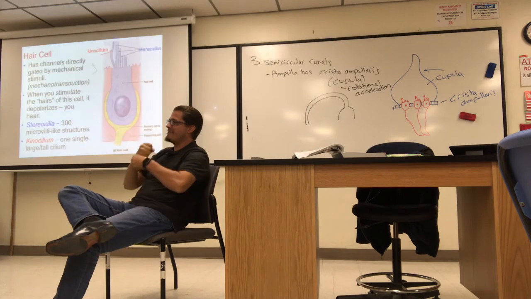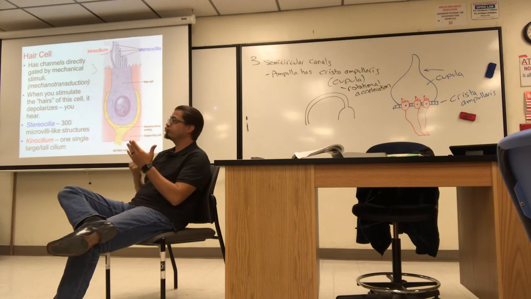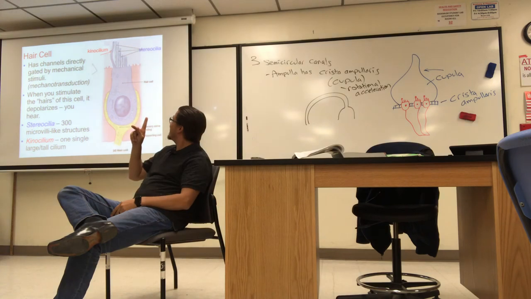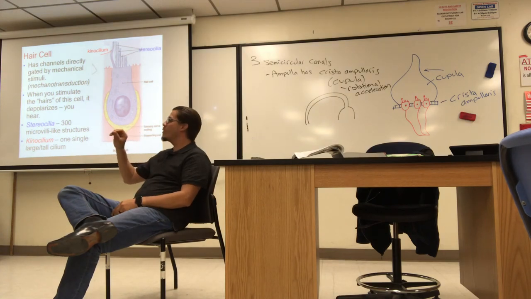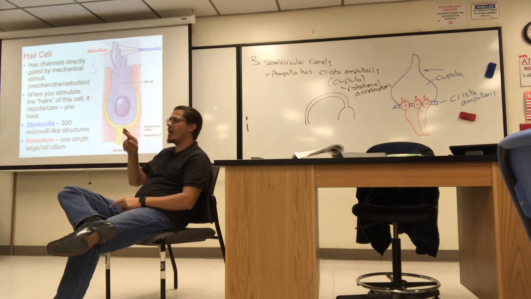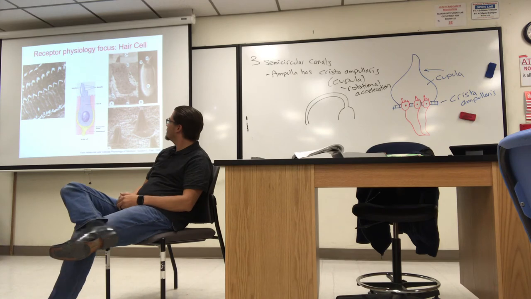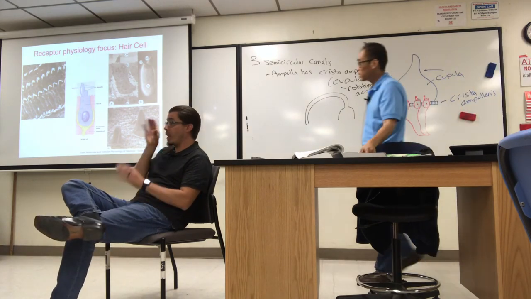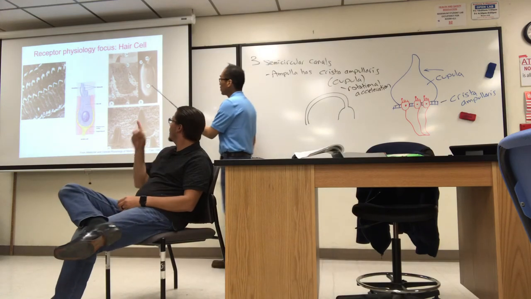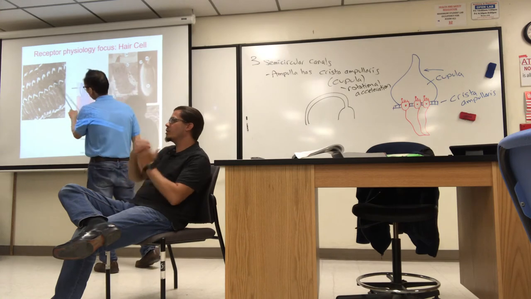The hair cells look like this, and they have some structure, okay? And I've been drawing them kind of this way. You need to distinguish that tall hair called the kinocilium from the other ones, the stereocilia. The hair cell has channels directly gated by mechanical stimuli, mechanical transduction. When you stimulate the hairs of the cell, you depolarize it, okay? So the stereocilia, well, let me show you better pictures. These are real pictures. Here's the hair cell, nucleus, hair bundle up here, kind of looks like a mohawk. Here's a superior view just showing the hairs.